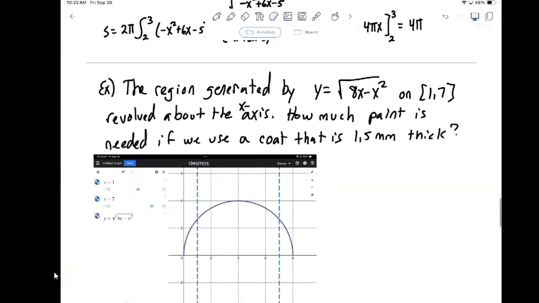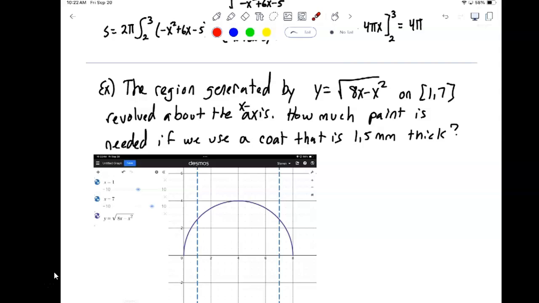Okay, so here we're asked to take the region that's been generated by taking a graph of y equals the square root of 8x minus x squared on the interval 1 to 7, revolve it about the x-axis. Okay, so we want to find the surface area, but we want to go a step further. This time we're going to paint this thing. And we want to know how much paint we're going to need if we're going to use a coat that is 1.5 millimeters thick.